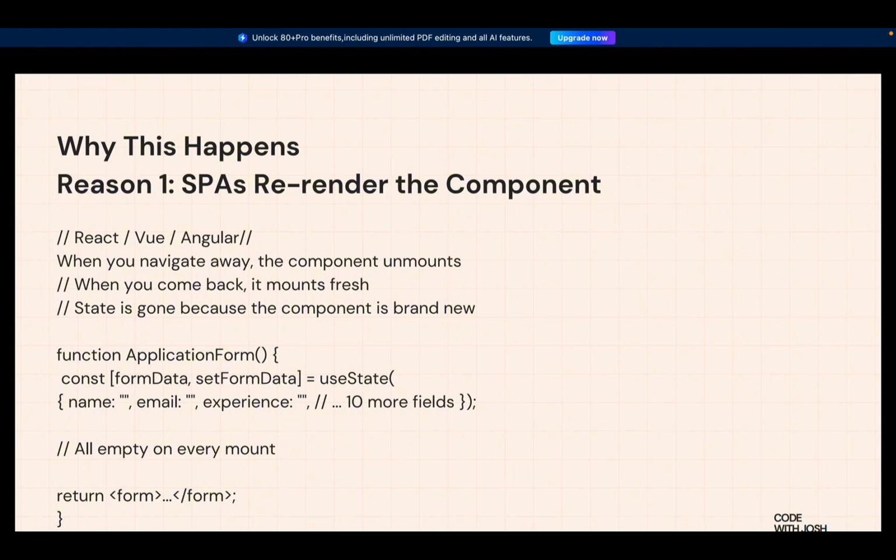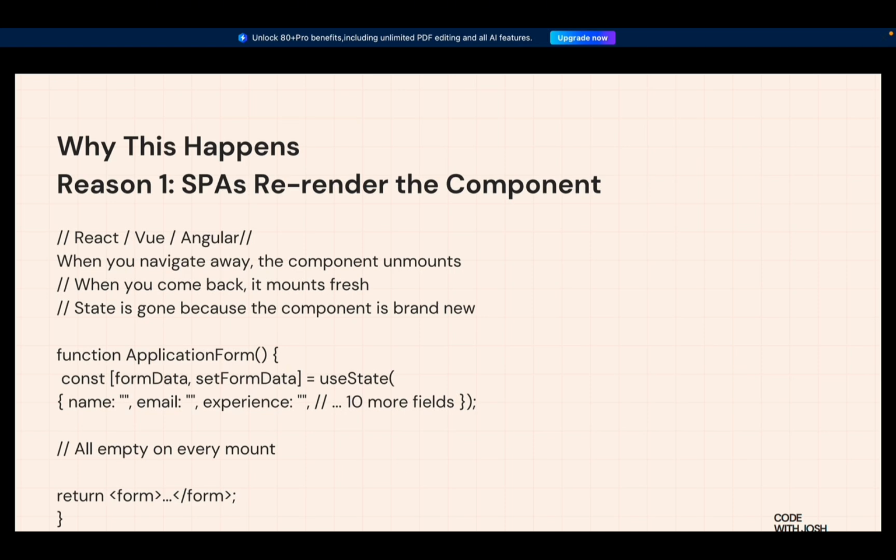So number one, SPAs re-render components. Think about it. SPAs like React, Vue, and Angular are component based, and basically the components mount and unmount based on interactions with users and how you write your code. And when users leave that page to the next page, the state is completely lost, because the component re-renders. So there are different cases where components unmount and remount.